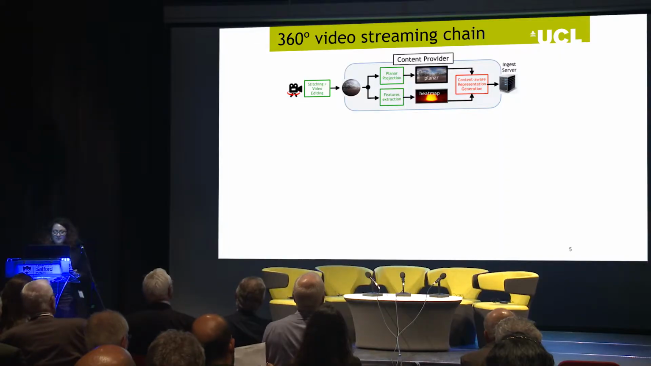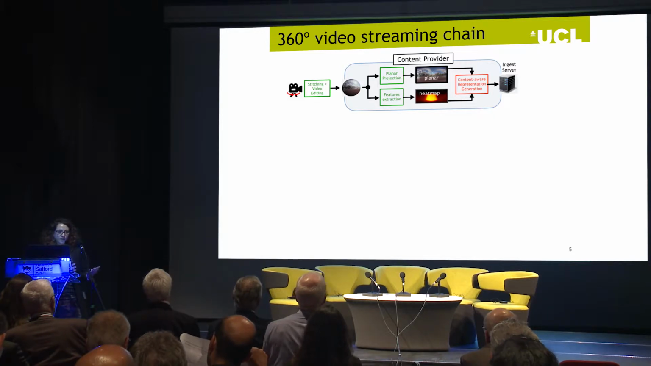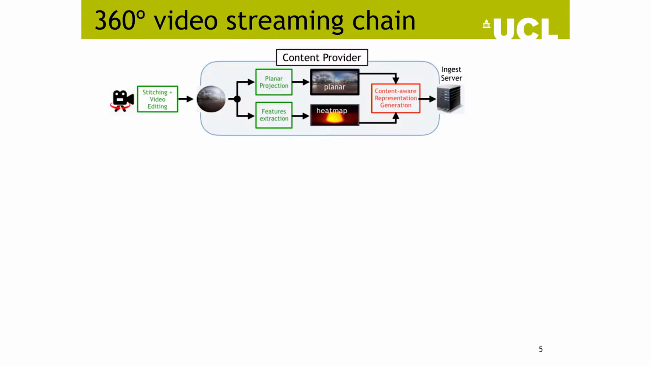The first step, as in traditional streaming, is the part that regards the video editing and shooting. And the result this time is the sphere signal. The novelty at the content provider is that the sphere has to be projected on a plane, because with today's technology we can't store and deliver a spherical signal. So as we'll see later in the presentation, this is a new challenge that has to be overcome.